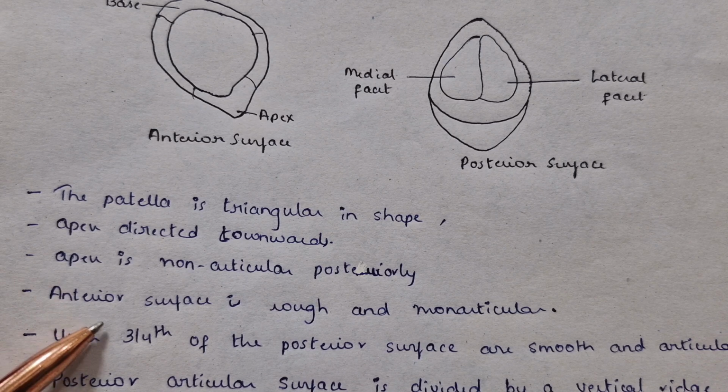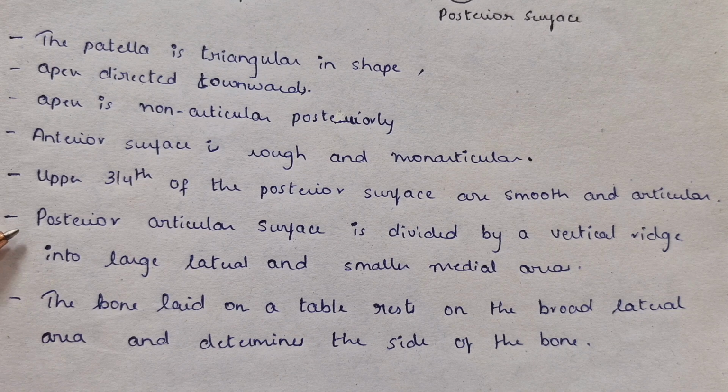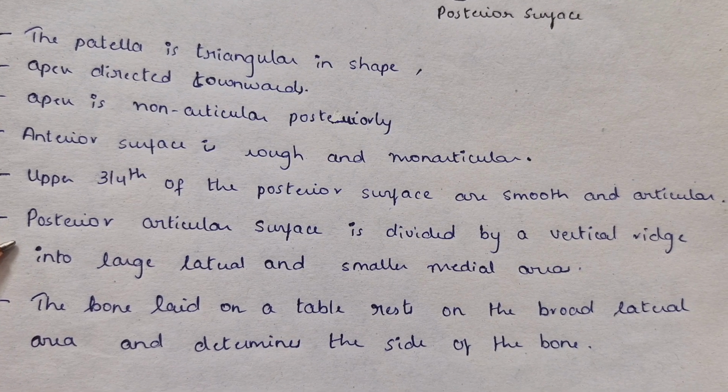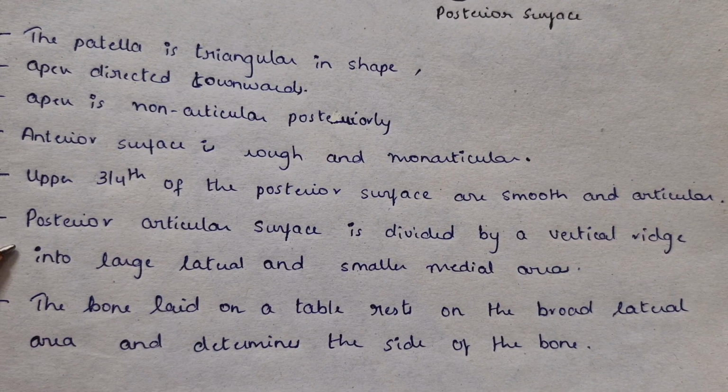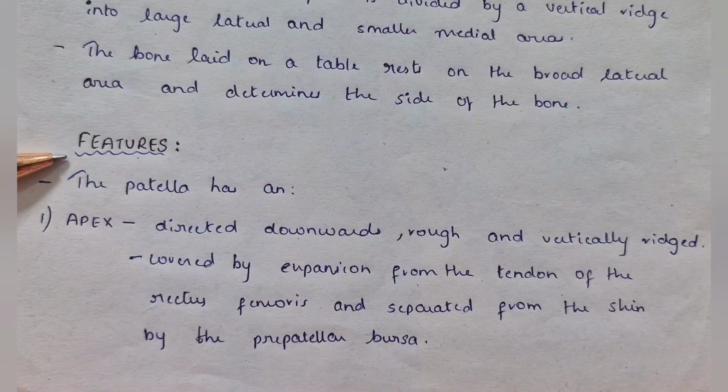The anterior surface is rough and non-articular. The upper 3/4 of the posterior surface are smooth and articular. The posterior articular surface is divided by a vertical ridge into large lateral and smaller medial areas. The bone laid on a table rests on the broad lateral area and determines the side of the bone.